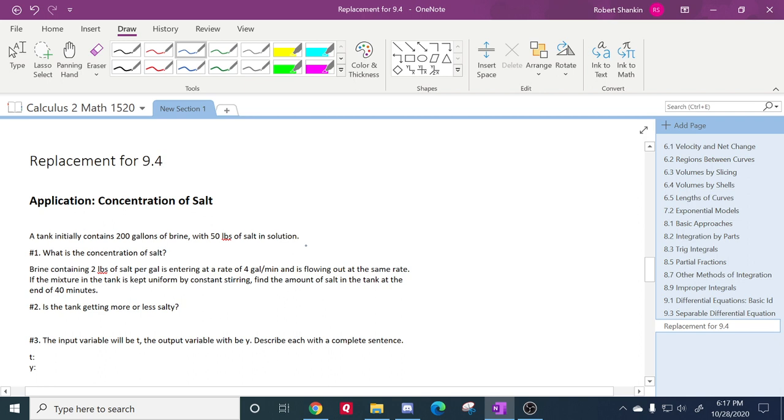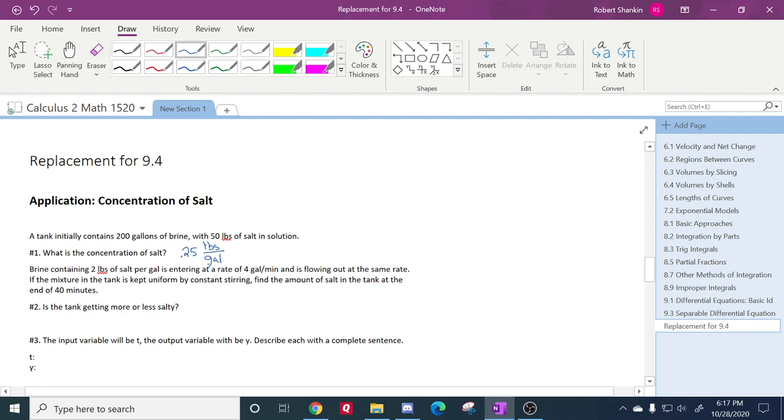We're saying 25. What would the units be? 0.25 pounds per gallon. 0.25 pounds per gallon. But I feel like that's supposed to be 25%.